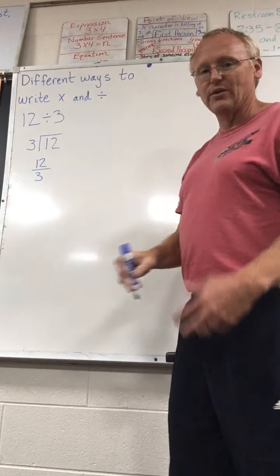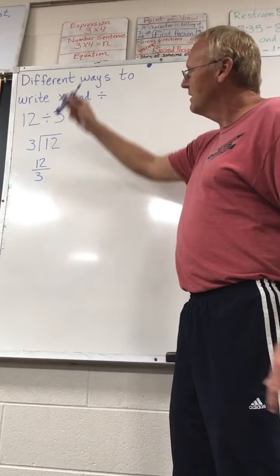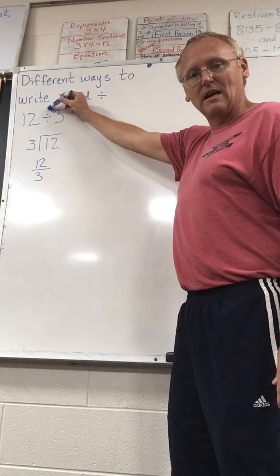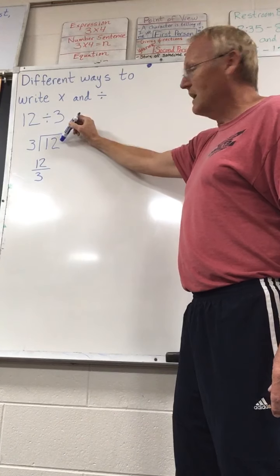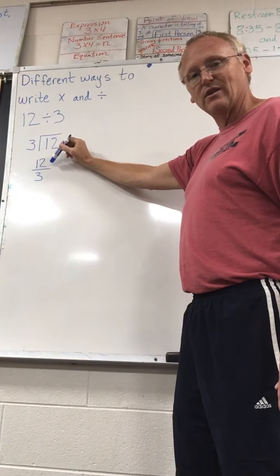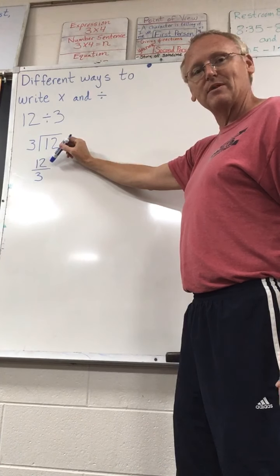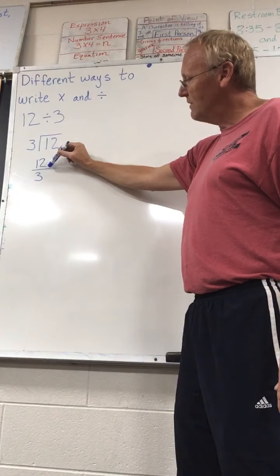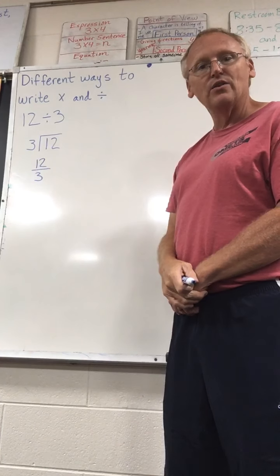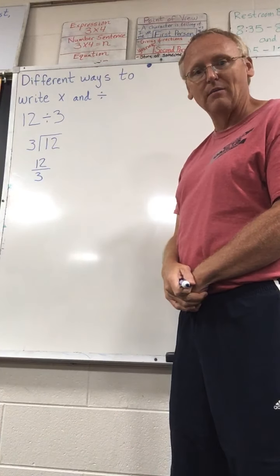Okay? So your 3 ways for writing division: the traditional sign with the line and the dot above and the dot below, in a box where you read it backwards, and then when you write it as a fraction, you read it from top to bottom, 12 divided by 3. So those are all the different ways that you can write division problems.